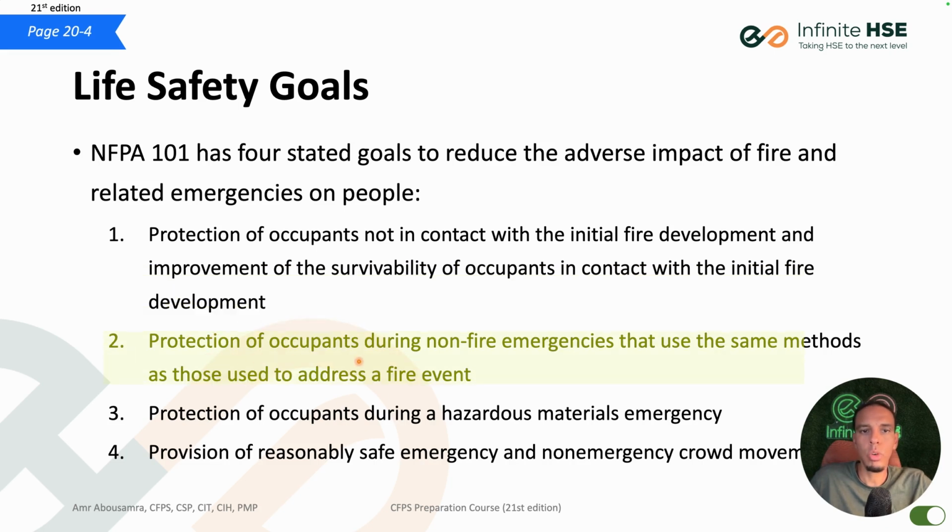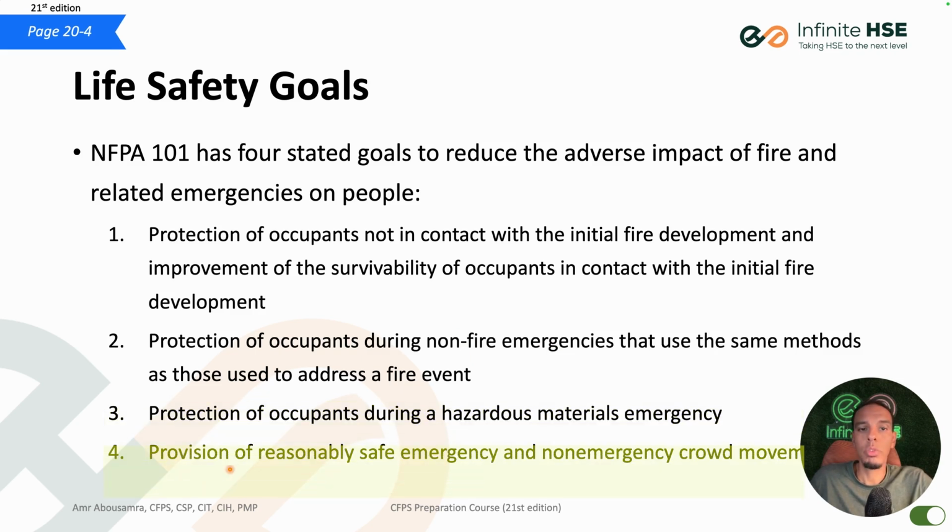Second thing, protection of occupants during non-fire emergencies that use the same methods as those used to address a fire event. What does that mean? In emergencies, if you remember, when we discussed the first chapter in this course, we discussed some adverse situations like earthquakes, like floods. So it's not only fire, but there are other emergencies that can affect the safety of the occupants. So also protection of occupants during non-fire emergencies. 3, protection of occupants during hazardous material emergencies.